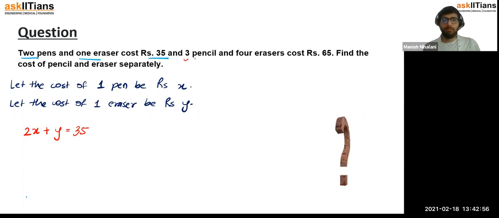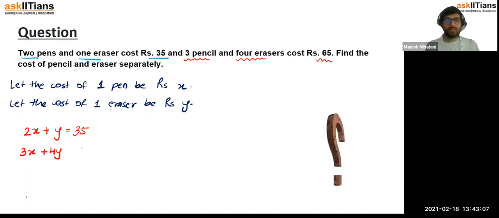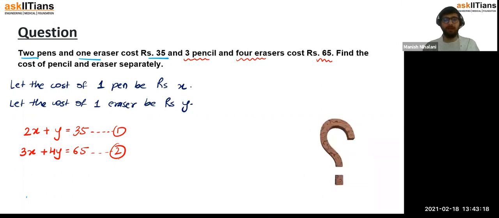What about this? Three pencils, four erasers. So what should we say? 3x plus 4y. This costs us 65. So we would say let the first equation be 1 and this is equation 2. We are interested in finding the values of x and y, that is the cost of pencil and eraser separately. Okay, so we need to find the values of x and y. There are many ways to find the values of x and y. You can say that from equation 1 you can find the value of y as 35 minus 2x.